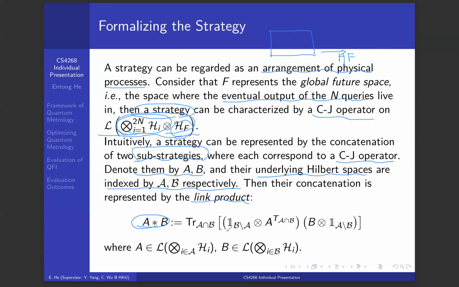That is, we are taking the identity maps on the B set minus A, tensored with the operator A, taking the transpose with respect to the Hilbert spaces corresponding to the index set A intersect B, and times B, taking the tensor product of the identity maps on the Hilbert spaces corresponding to the index set calligraphy A set minus calligraphy B, and we trace out the space where they intersect. So A and B have underlying Hilbert spaces, tensored with indices belonging to calligraphy A, and we are tensoring it.